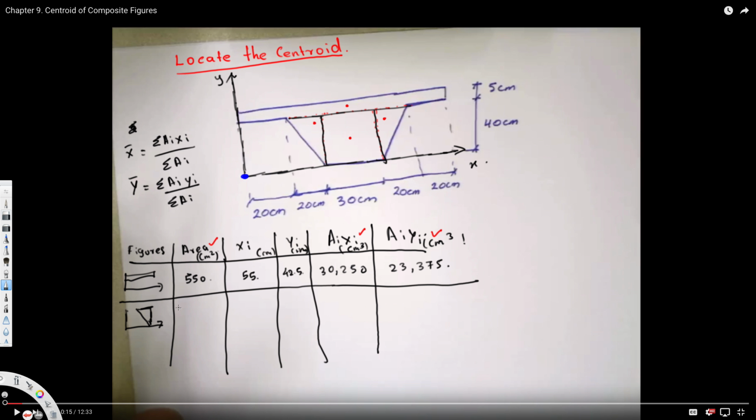For the triangle, the equation of the area is length times height divided by 2. In this case, the height is 40 and the width is 20. So 40 times 20 is 800, 800 divided by 2 is 400. So 400 right here. Then xi is going to be 2/3 of this triangle, because from here it's 2/3 and from here it's 1/3. So first, 20 plus 2/3 of 20. That's going to give us the xi value: 20 plus 2/3 of 20.